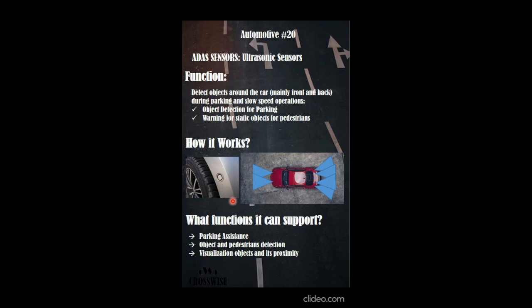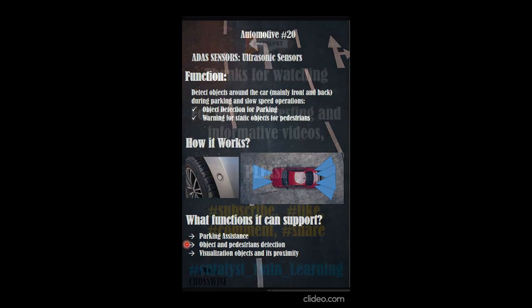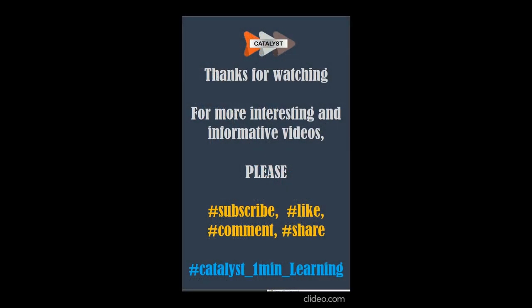How does it work? They are installed on the bumpers of your car. You can see the installation like this. Usually there are several configurations, 2 or 4, depending on the function it supports, and it can scan the area around the car like this. What functions can it support? Parking assistance, object detection and pedestrian detection, and visualization of objects and their proximity around the car.